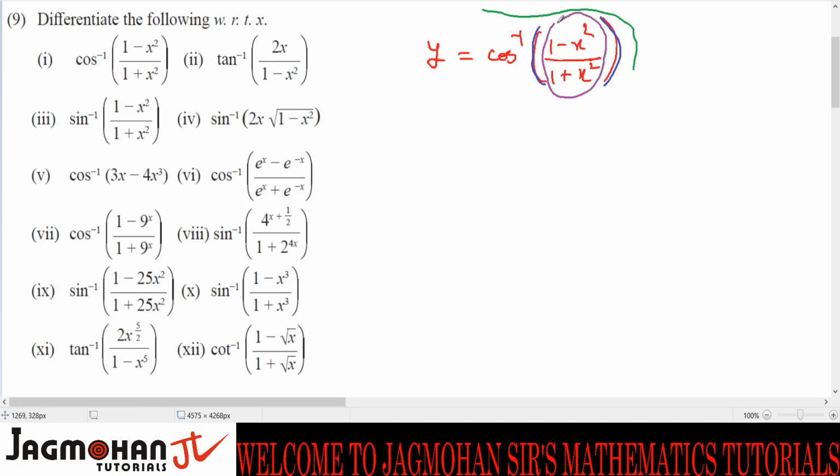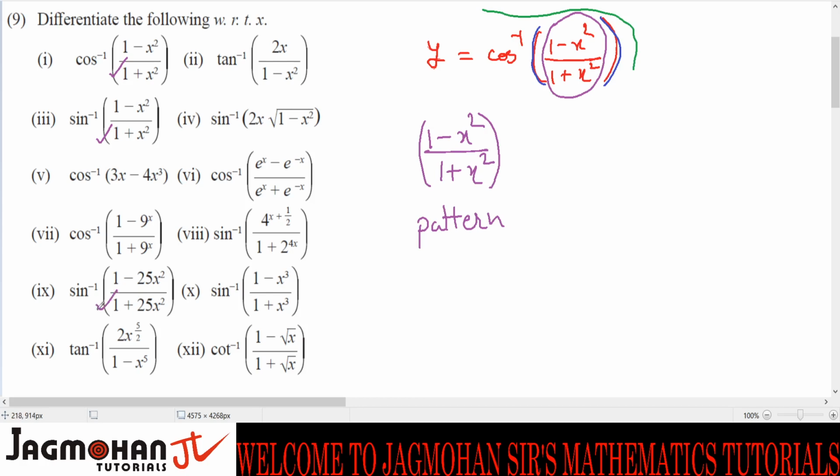It is 1 minus x square upon 1 plus x square. Okay, look at the pattern it has. 1 minus x square upon 1 plus x square. Now I will show you something interesting. This pattern you have in this problem. Observe this very keenly. Look at this. Here also you have the same pattern. You understand? 1 minus x square upon 1 plus x square. What is this all about?